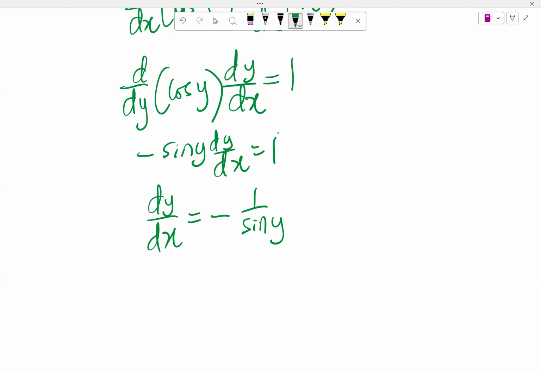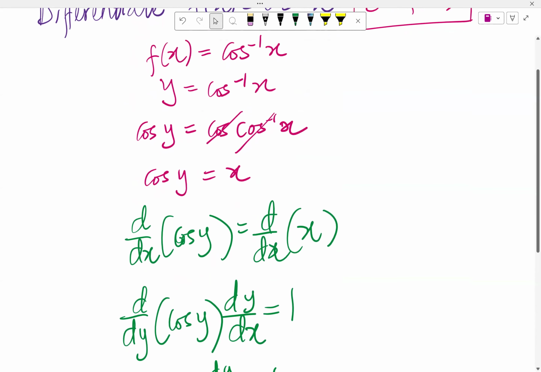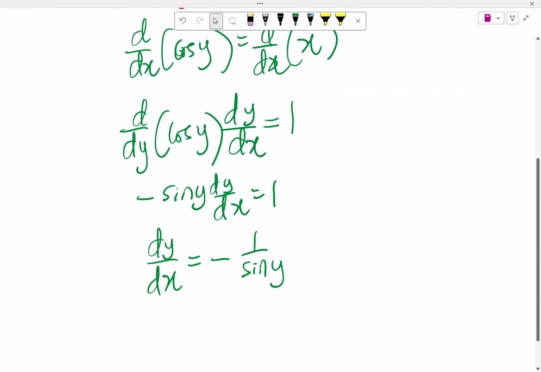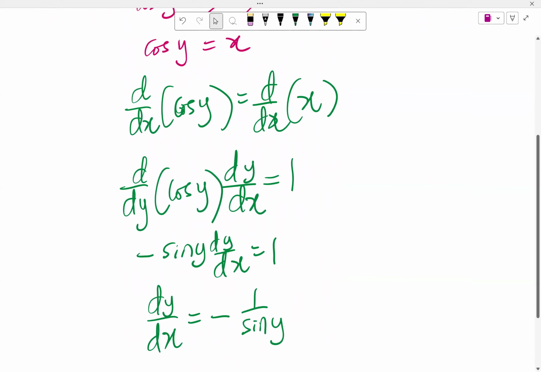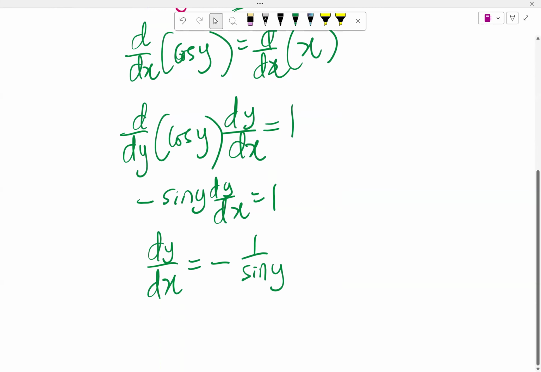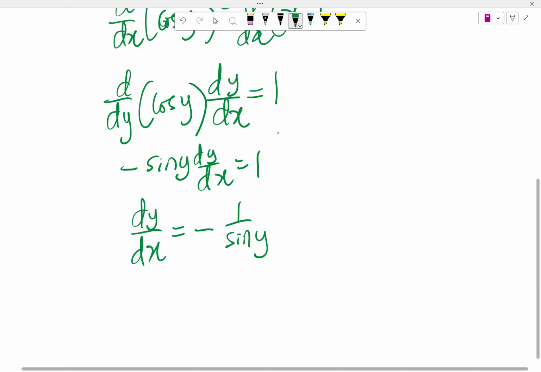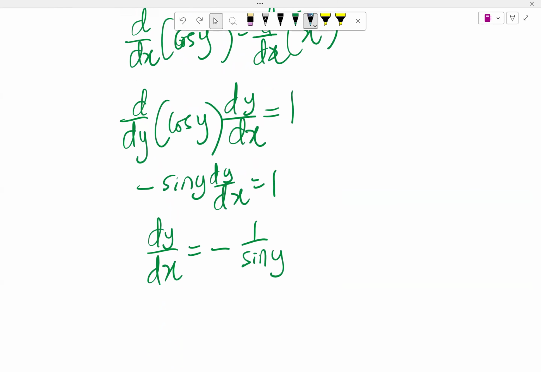Now, what are we going to do with this? We started with just things involving x. But guess what? We have sine y here. And the way to go forward is, the last place where you saw x, before you started differentiating, was cos y equals x. So you have to find a way of bringing cos y into this case. And then that reminds me that in trig, okay, let me color code that. You remember that in trig, right?